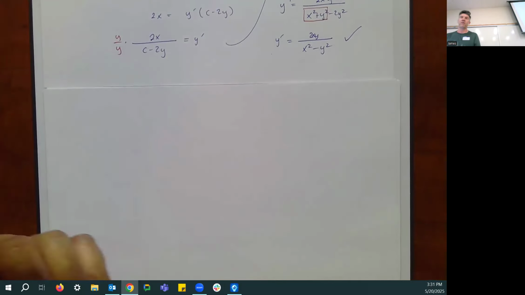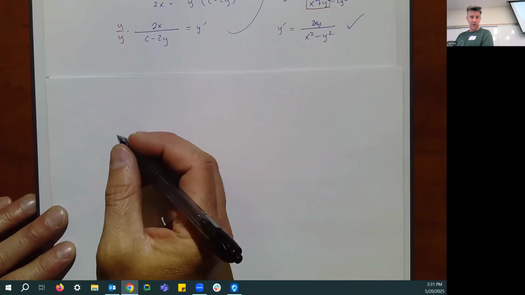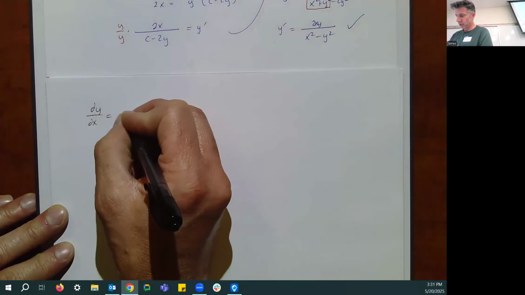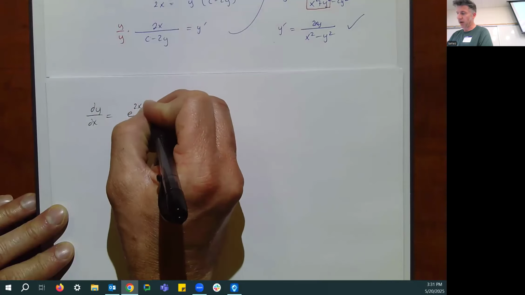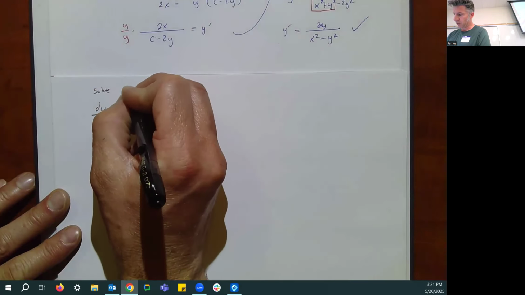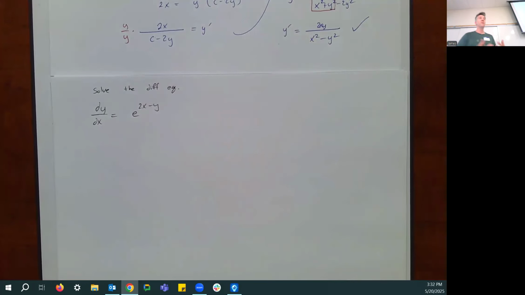The ones we solve are usually a little bit more interesting to work with. So let's look at something like this. Let's say we have the differential equation dy/dx equal to e to the 2x minus y. And we want to solve the differential equation. Sometimes we'll be given an initial condition as well. And if you're given, which you're not in this problem, but if you are given an initial condition, we then have to additionally solve for whatever constants show up.